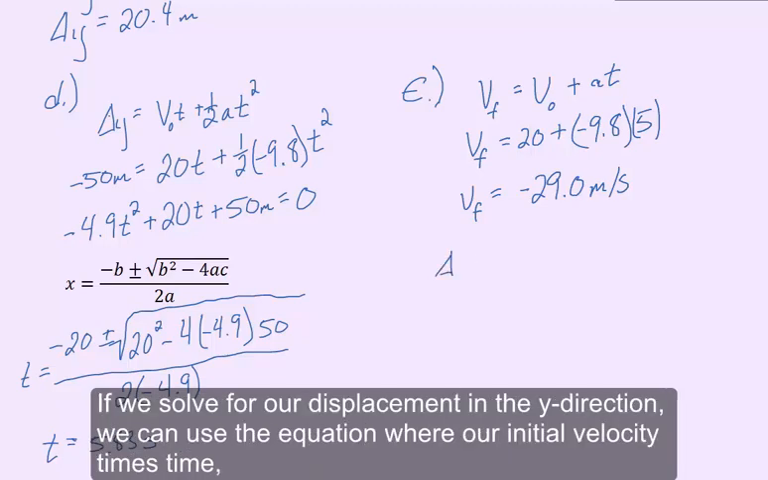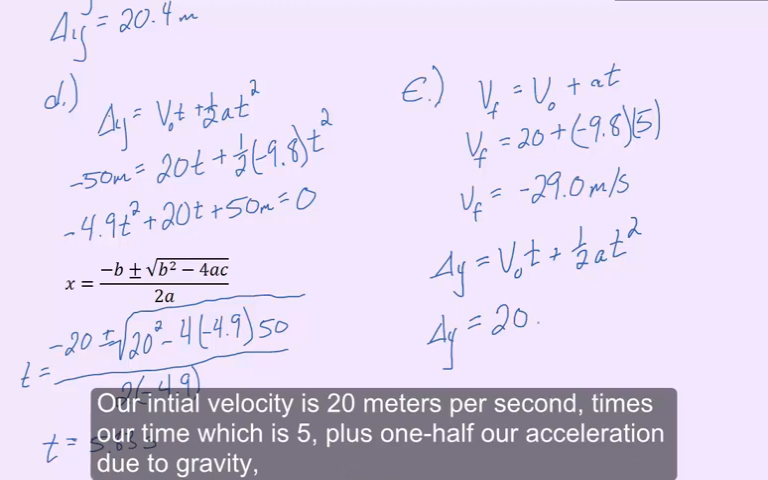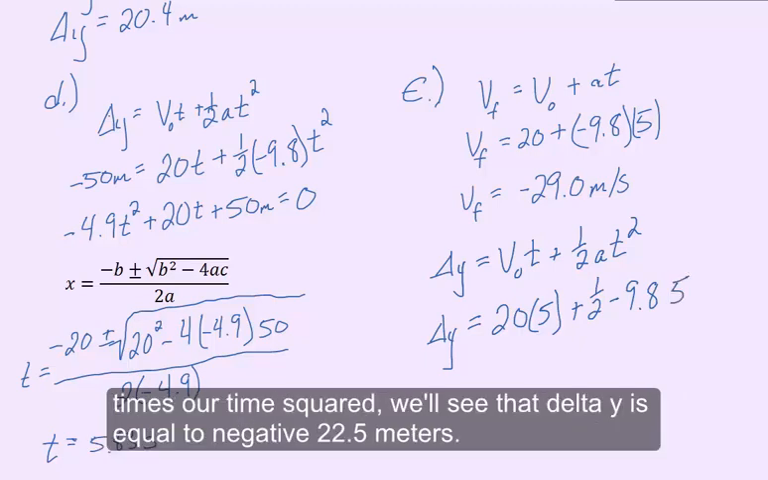And then we're asked to find the position of the stone at 5 seconds. If we solve for our displacement in the y direction, we can use the equation where our initial velocity times time plus 1/2 our acceleration times t squared gives us our displacement in the y direction. Our initial velocity is 20 meters per second times our time, which is 5, plus 1/2 our acceleration due to gravity times our time squared. We'll see that delta y is equal to negative 22.5 meters.